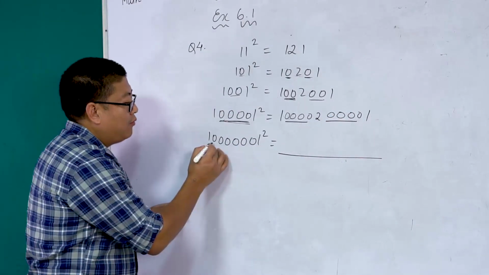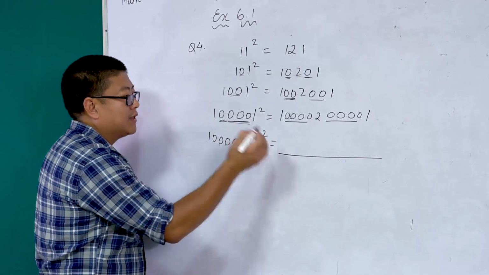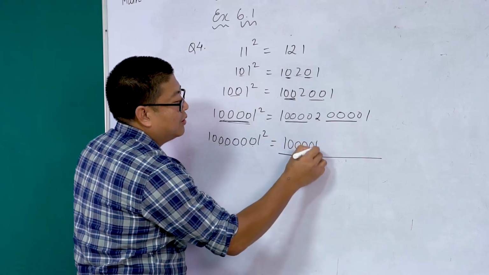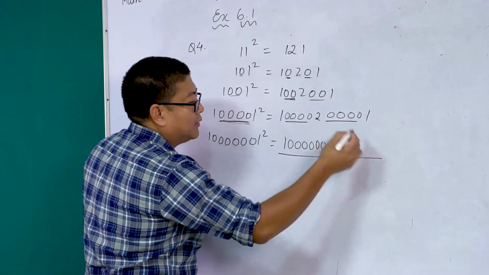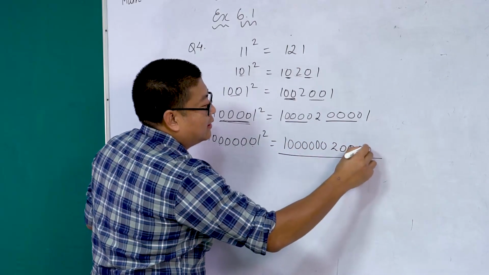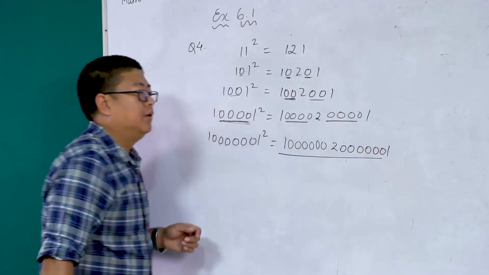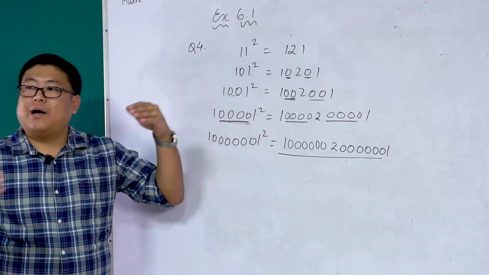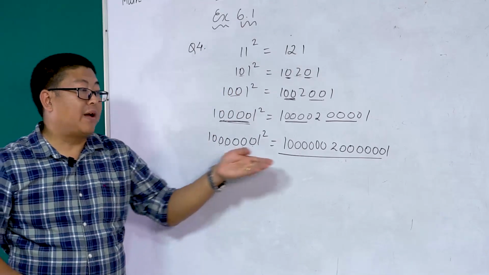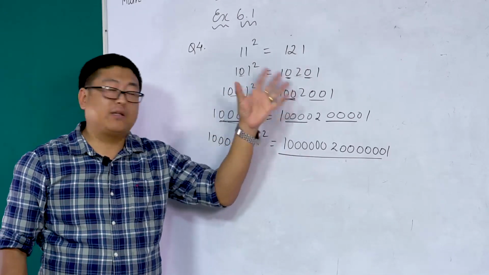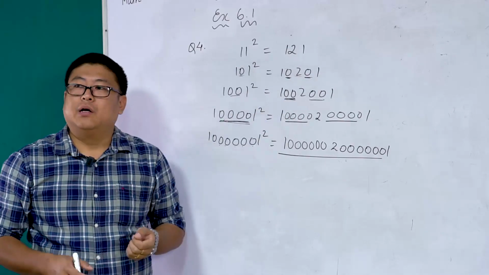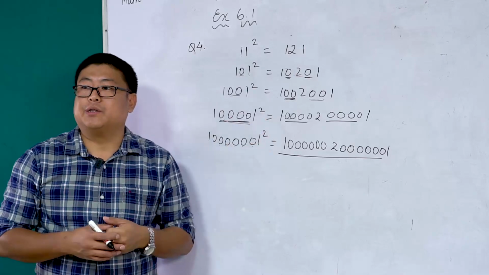Similarly here we have 1, 2, 3, 4, 5, 6. So I will write 1 and then 6 zeros and 2. After that 6 zeros. So this is your answer. It's not that you have to follow what I've taught you. There are so many different ways of understanding. It depends on the person who is looking at this question.